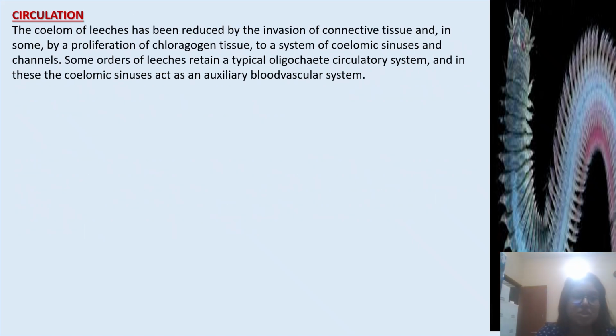Last is circulation. The coelom of leeches has been reduced by the invasion of connective tissue and, in some, by a proliferation of chloragogen tissue to a system of coelomic sinuses and channels. Some orders of leeches retain a typical oligochaete circulatory system, and in this the coelomic sinuses act as an auxiliary blood vascular system.